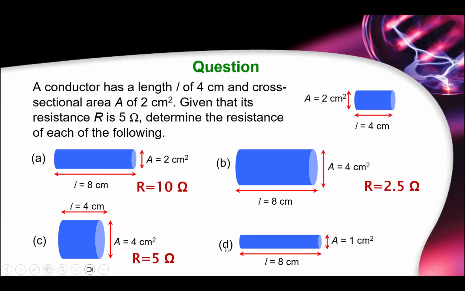Next one, I increase the length and decrease the area. So I will double and then double again. So I will get 20 ohms.